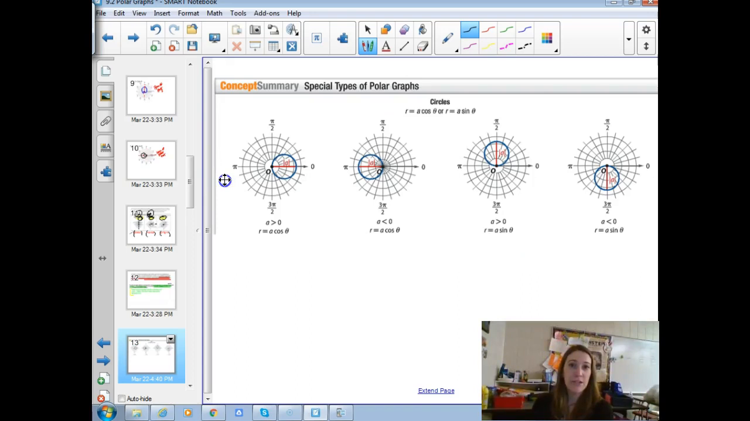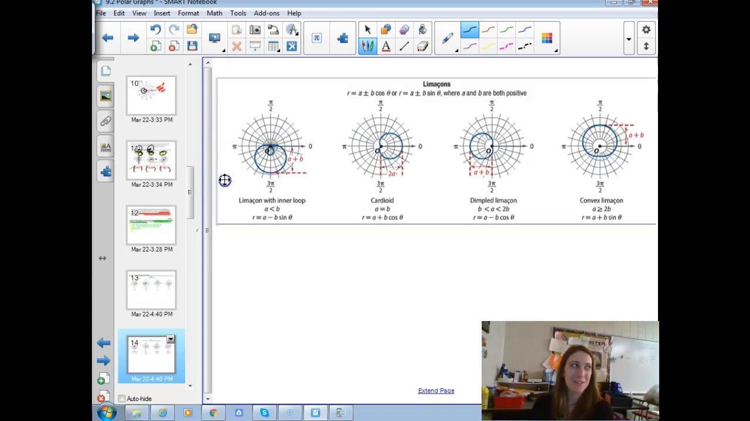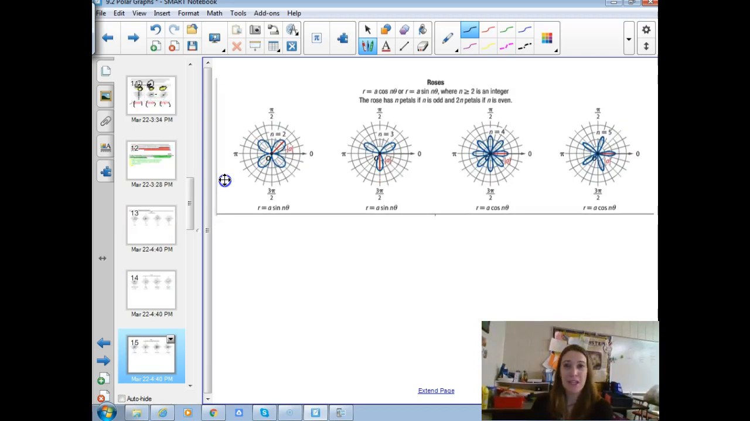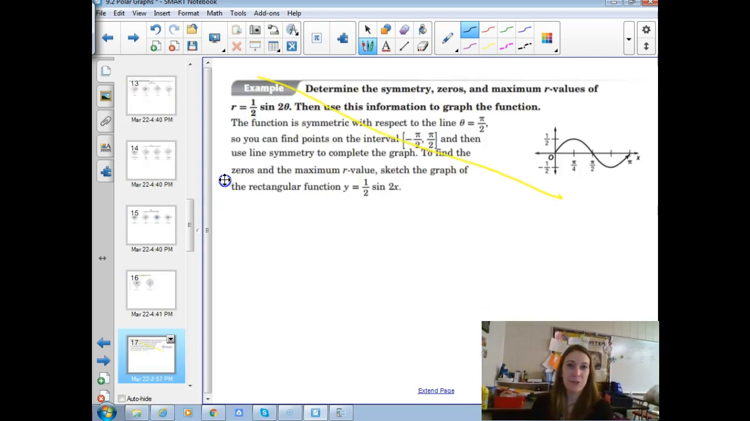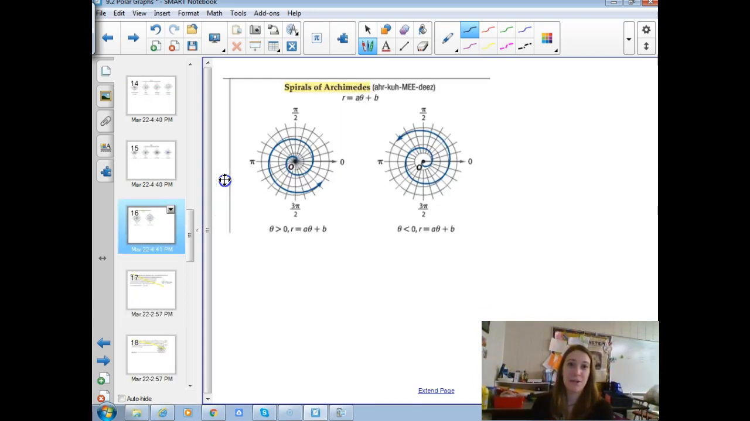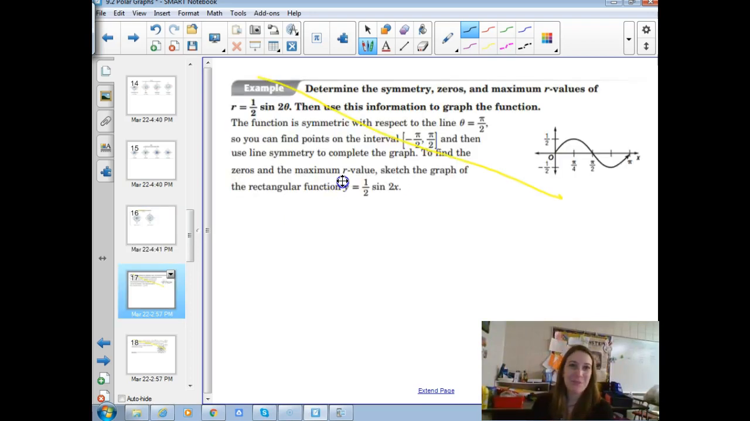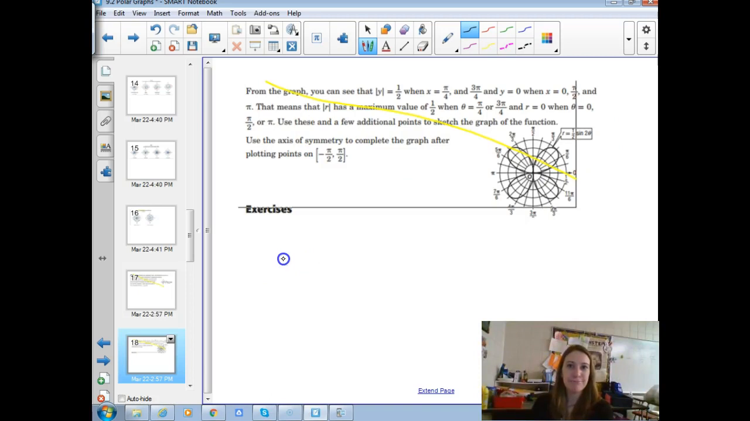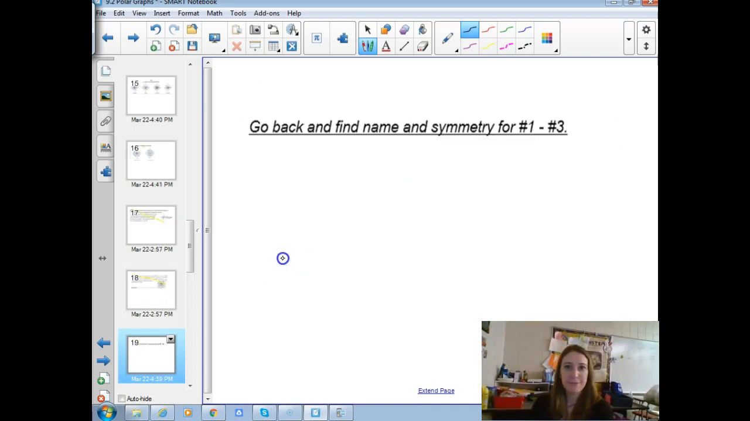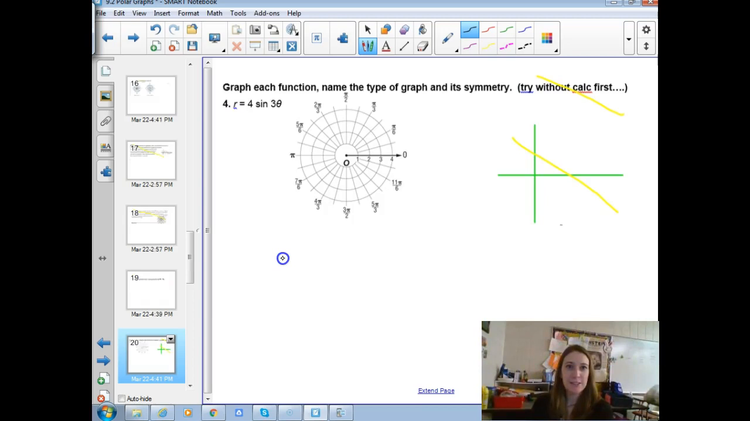This is what's in your textbook, some really nice pictures of what they're supposed to look like. This is also on a worksheet in your packet, I think number 10. So they can get kind of fun. We didn't even talk about this one. This one's kind of cool, the spiral of Archimedes. I love how they phonetically spell it for you in case you didn't know who Archimedes was. They look like shells to me. We're not doing this, skip it. We already did the symmetry. And then it says try without the calculator.